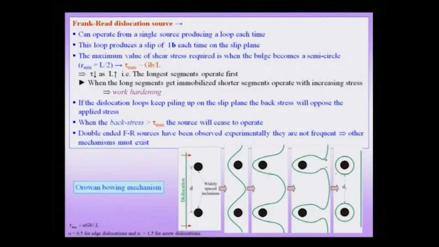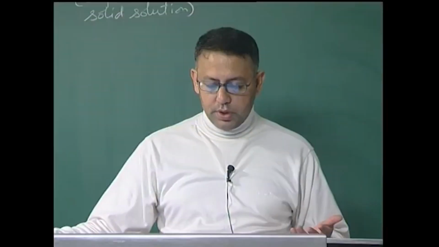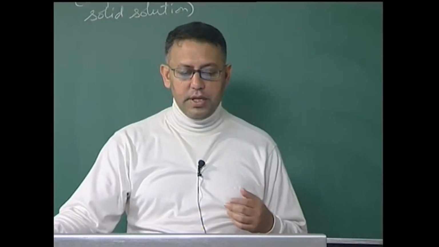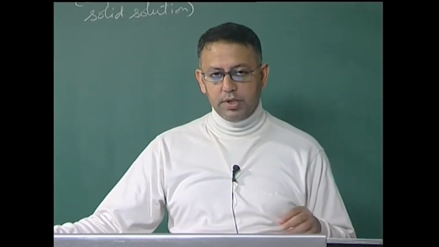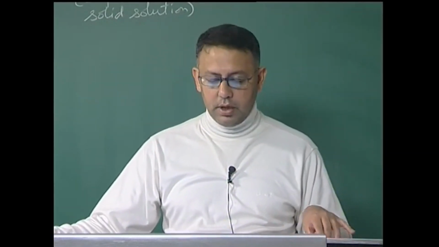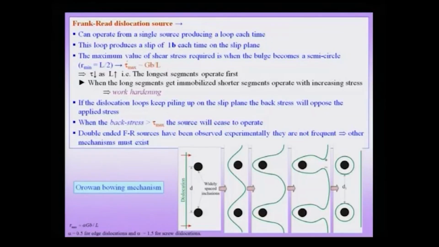The Frank-Read mechanism can operate a single source without depletion, and can keep on operating to produce more loops each time. The loop produces a slip of 1b on the slip plane each time it operates. The maximum stress corresponds to the semicircle configuration, and at that configuration the stress required is tau max, which is given by Gb/L, of the order of Gb/L.